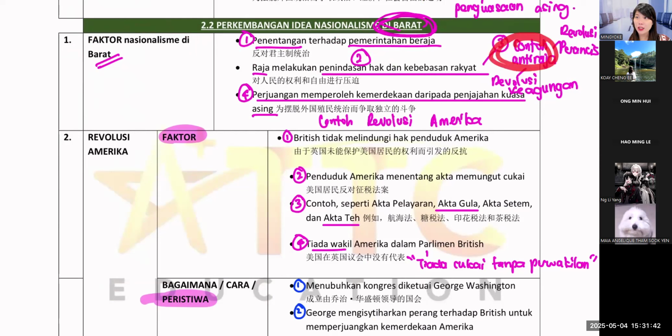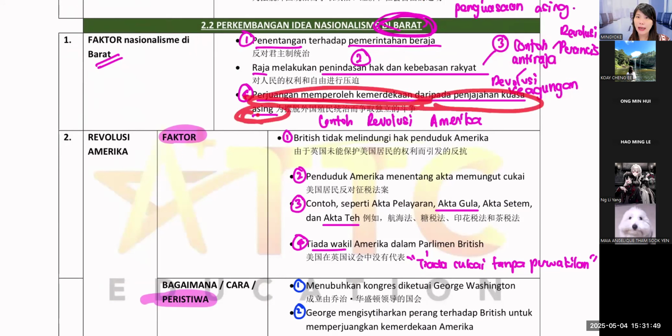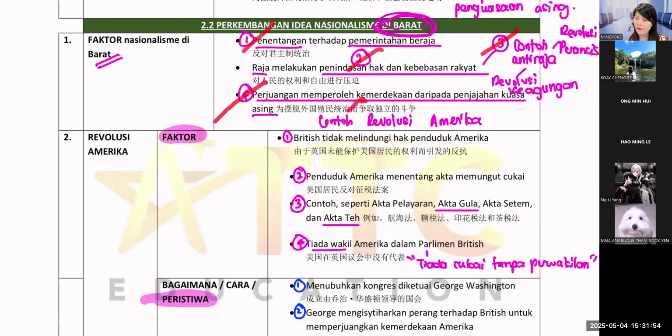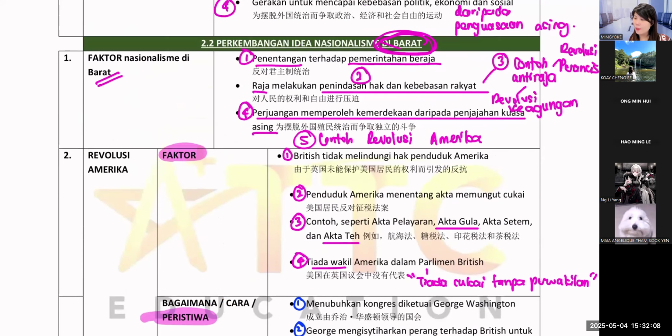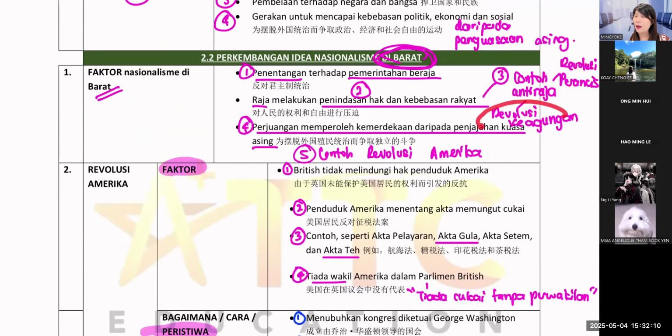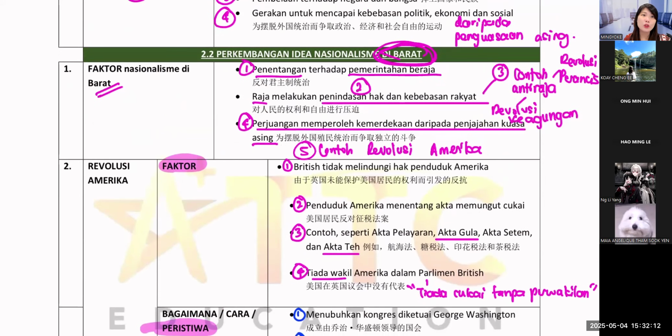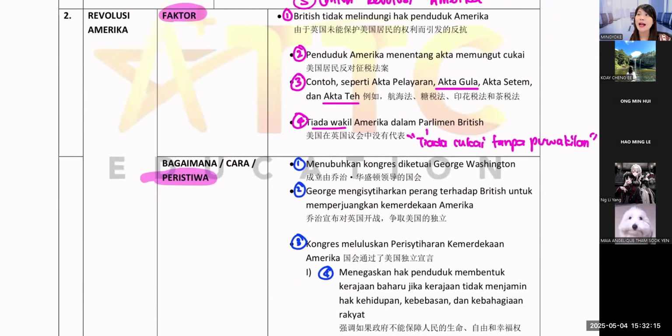Example, their anti-Raja is Revolusi Perancis and Revolusi Keagungan in England. And they also fight for independence from being colonized, such as Revolusi America. So you see 1 point, 2 point, 3 point, 4 point, and 5 point. Then the following one is Revolusi America got facto and peristiwa. Revolusi Perancis also facto and peristiwa. Keagungan also facto peristiwa. Depending on which part they ask you, you give which answer lor.